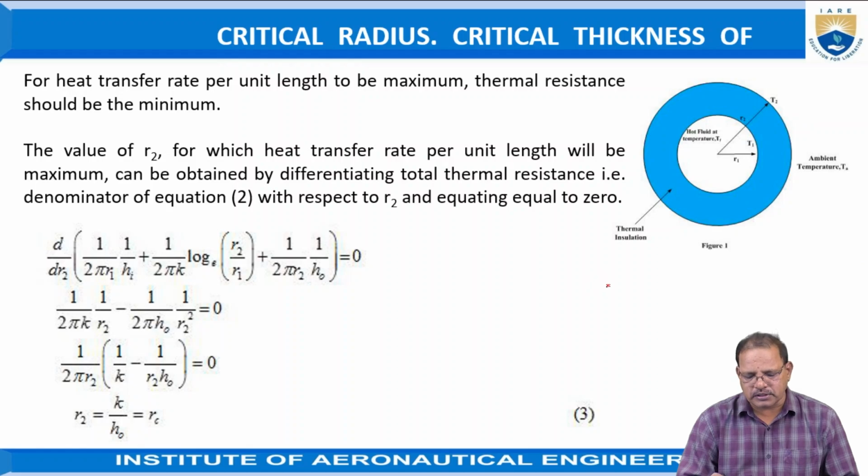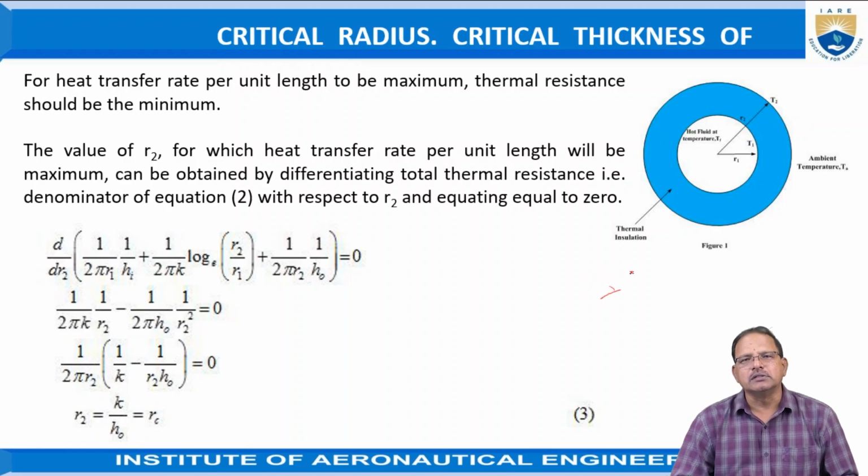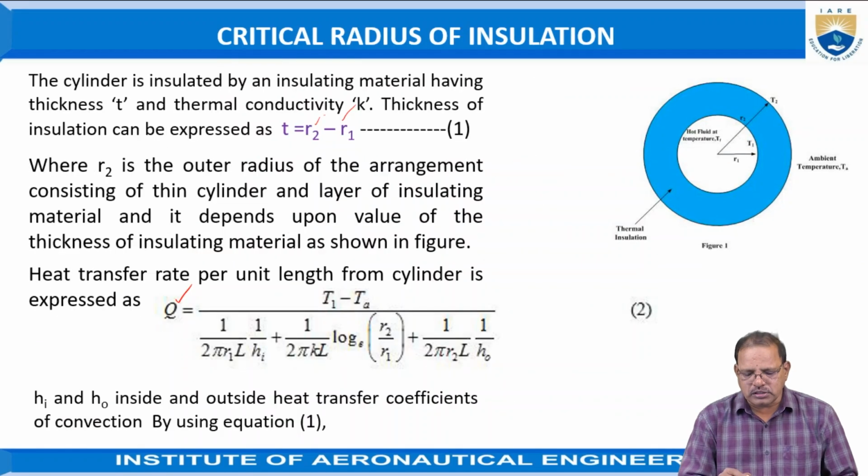Assume it is represented by R. Now it is differentiated, that is, the rate with respect to the thickness of the insulating material, and equated to 0. This gives the maximum amount of heat energy that flows at the given radius. So the equation we have taken earlier is now differentiated with respect to R2, that is the insulating material, and equated to 0.